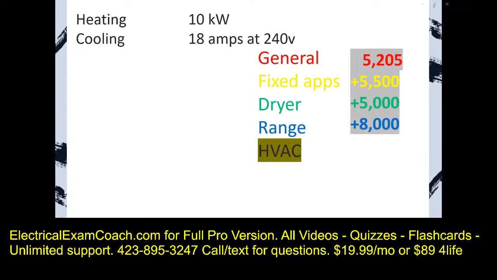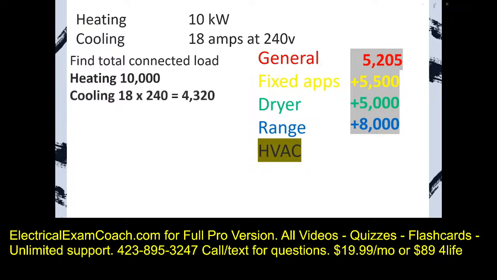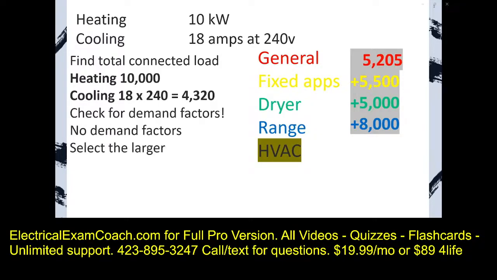Now for our HVAC VAs, we're going to take the larger of the heating or cooling. First, find our total connected load. Our heating is 10,000, and our cooling is our amps multiplied by our volts, which equals 4,320. Now we check for demand factors. There are no demand factors on this portion, so we're just going to select the larger of the 2, and we're going to put down 10,000.